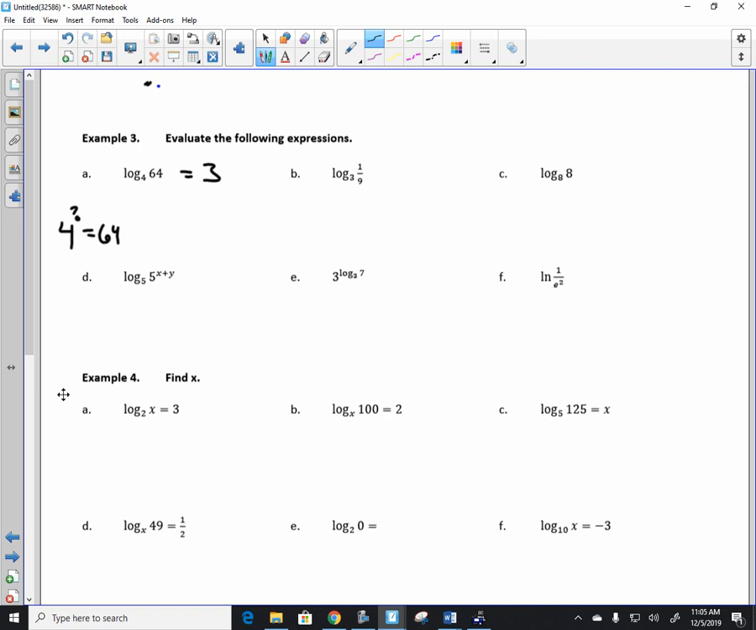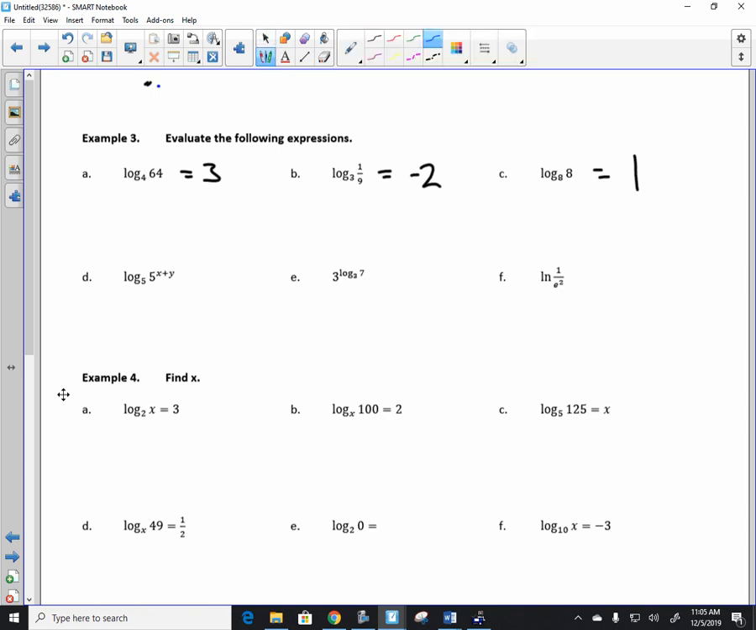Okay, he says this is easy. So we got 3 to what power is 1/9? -2. We got 8 to what power is 8? Excellent. Now watch. There's another way of thinking about this type of problem.